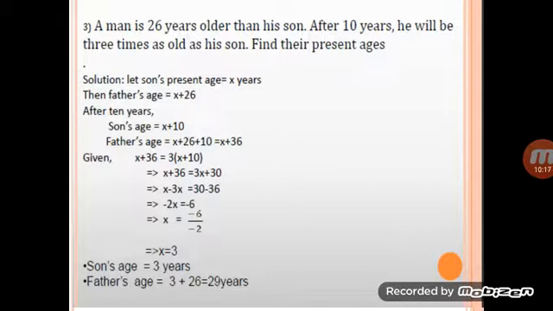Now read the statement again: after 10 years he will be 3 times as old as his son. So after 10 years the father's age, x plus 36, is equal to 3 times the son's age after 10 years, that is 3 times x plus 10. Solving the equation as we have learned before, the result is x equals 3. So the present age of the son is 3 years and the father's age is 3 plus 26, that is 29 years.